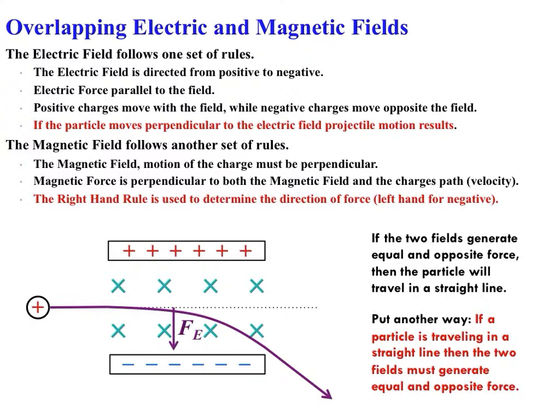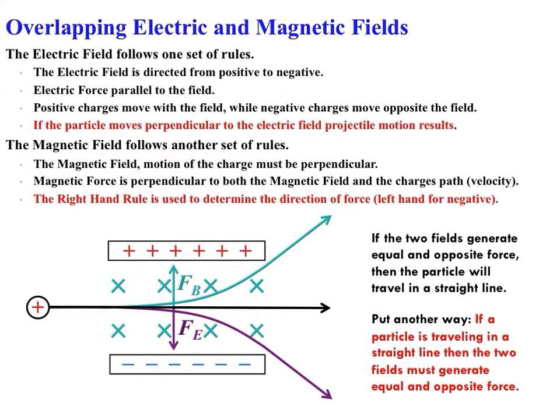But we also have magnetism. Here we also have a magnetic field, and here it's going into the page. Using the right-hand rules, we see that we're going to have a force provided by the magnetic field going upwards. If this was the only force acting on it, then it would follow this green path instead.